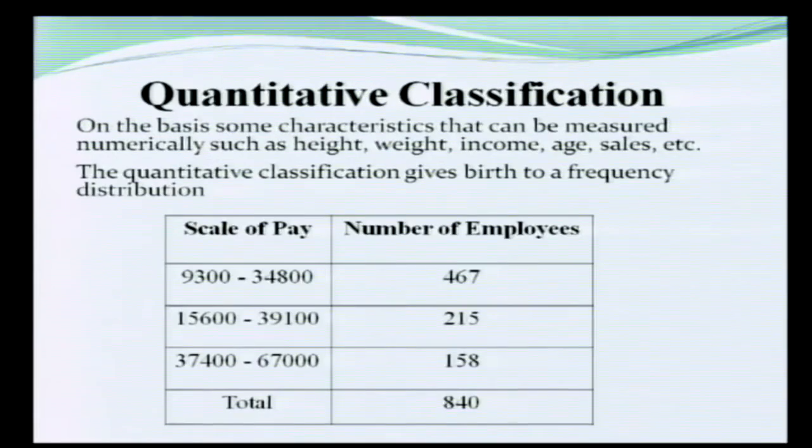Now the fourth classification is quantitative classification. The quantitative classification is done on the basis of some characteristics that can be measured numerically, such as height, weight, income, age, sales, etc. The quantitative classification gives birth to a frequency distribution. For example, here we have classified the number of employees in a particular organization under the different scales of pay. So this is the quantitative classification.